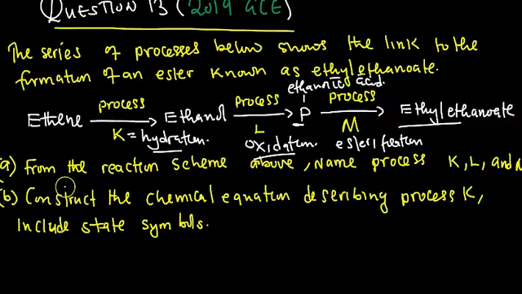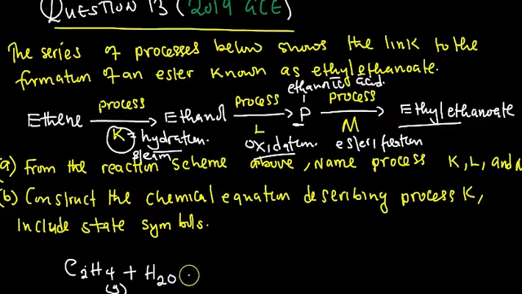Now what is the other question? Construct the chemical equation describing process K, include state symbols. So process K is right here. They want us to construct the chemical equation for hydration. So now we have ethene. What process is this? Hydration. So addition of steam. You have ethene, which is a gas, then it reacts with steam, which is water in gas form.